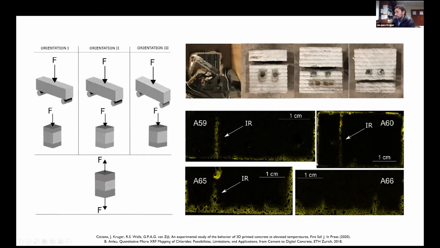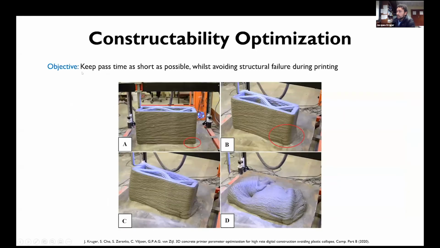And then on the bottom right-hand side, that's micro XRF mapping of chlorides, where the chlorides just migrate through the interlayers. Obviously, again, it's not something that you want to see if you want to include steel into your 3D printed concrete. So constructability optimization, what is the objective?